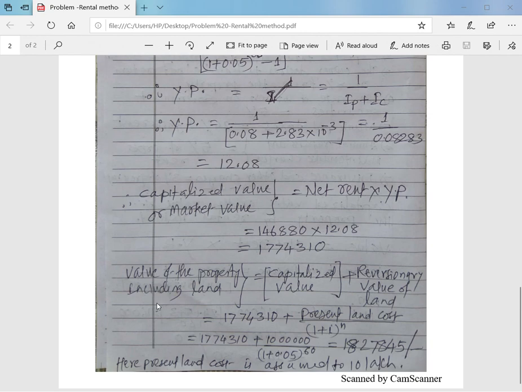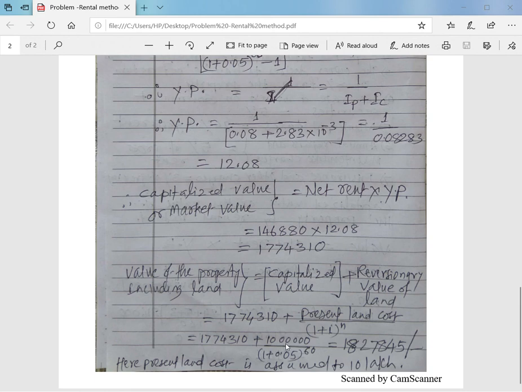Now if you want to work out the valuation of the property including land, then that is equal to the capitalized value as obtained above plus the reversionary value of land. The capitalized value we have already obtained above is kept here as it is, plus present land cost divided by (1 plus I) to the power n. This will give the reversionary value of land. And here we'll assume 10 lakh as the present land cost.